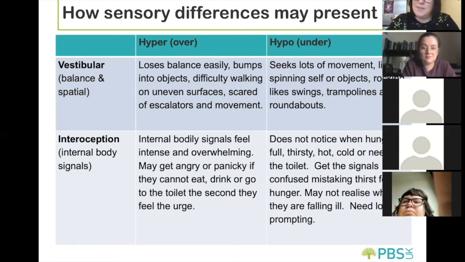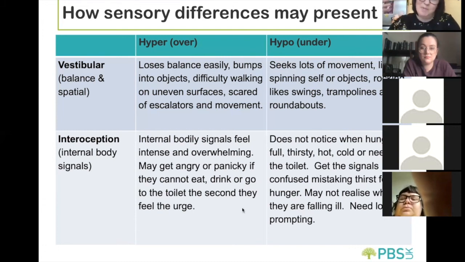Whereas the opposite for people who are undersensitive, they might not notice that they're hungry or full, thirsty, hot or cold, or that they need a toilet. They get those signals confused sometimes as well. They might mistake thirst for hunger. They might not realize they're becoming ill. They might need lots of prompting around some of these things. These descriptions make people pop into my head as I'm reading them. It's certainly something I've experienced with people, particularly autistic people, but other individuals as well.